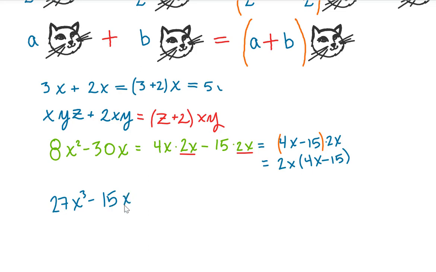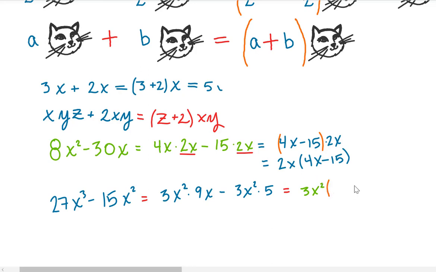Next, let's look at 27x cubed minus 15x squared. 27x cubed is 3x squared times 9x, and 15x squared is 3x squared times 5. There's a common factor of 3x squared, so we extract it. What's left behind is the 9x minus 5.